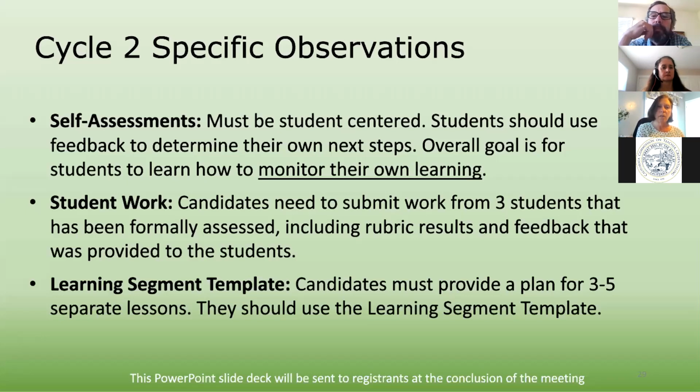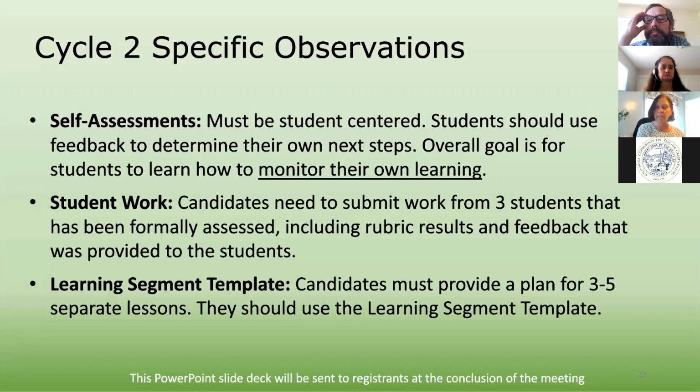And then student work in cycle 2. The candidate does have to submit 3 examples of student work that was formally assessed using a rubric that the teacher candidate had developed. And that feedback needs to be provided to students using the rubric language that they've developed.